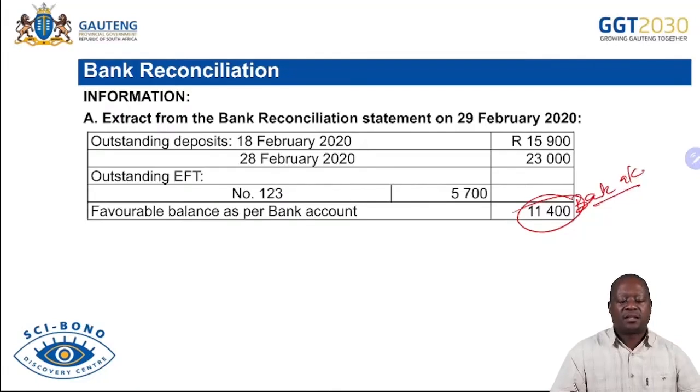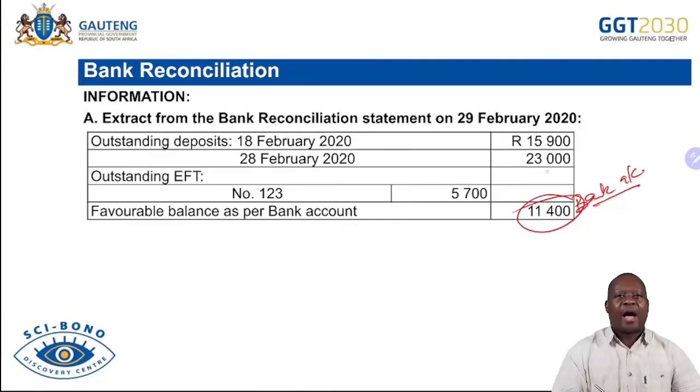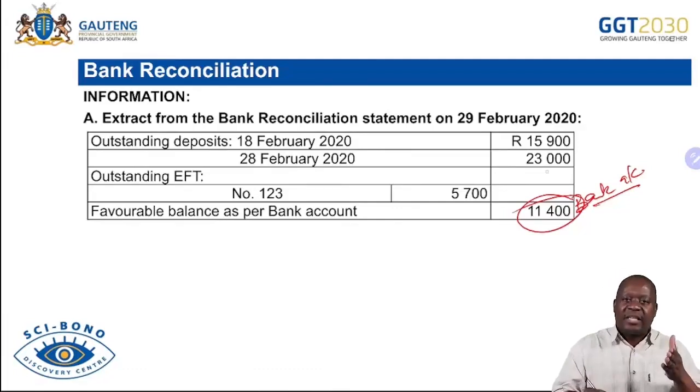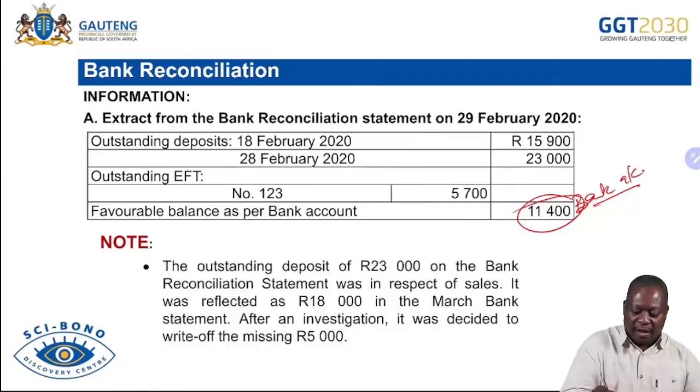Very important. But these other 3, we are going to check if they are appearing. If they do appear, sharp, no problem. But let's assume they are not appearing. Now we need to know why, and we need to deal with them accordingly. So what are they saying about this? They're saying, take note. First thing, the outstanding deposit of 23,000, this one.